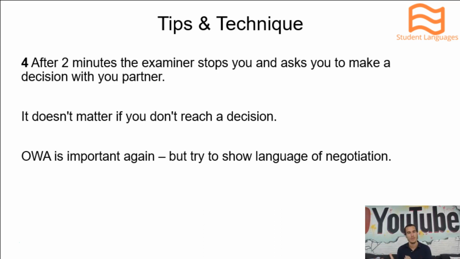But in this part, when you're trying to reach a decision, you should also show some language of negotiation. So you should show that you understand their opinion, even if you don't agree with it. You understand it, and you're thinking about it, but maybe you still think that your opinion is more important, or this issue is more important. Or maybe you do reach a decision. Maybe you listen to what they say and you think, actually, that's a really good point. Yeah, I agree with you. Yeah, show some language of negotiation.